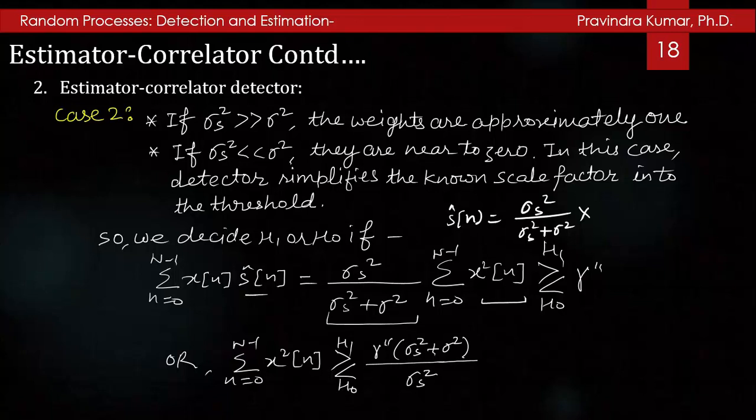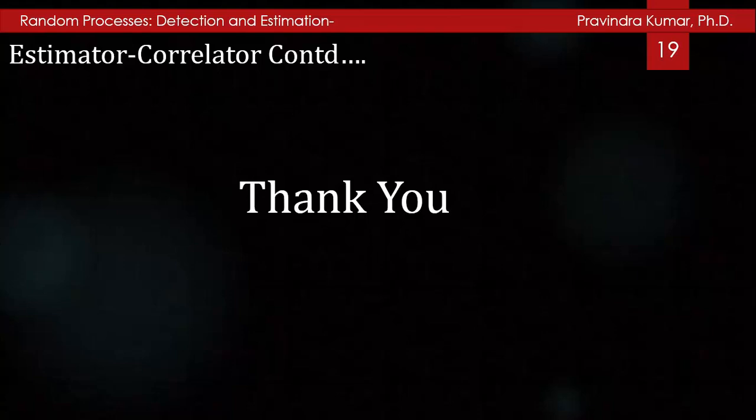So far in this lecture, we have discussed the energy detector and the estimator-correlator detector. This was the 20th lecture of the lecture series on random processes, detection and estimation. In the next lecture, we will discuss the Bayesian linear model and the generalized Gaussian detector.